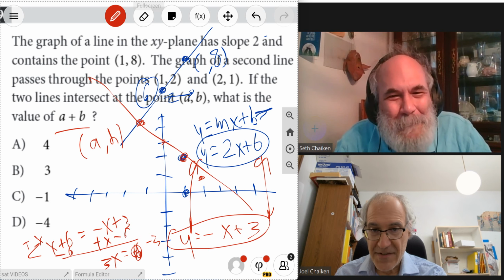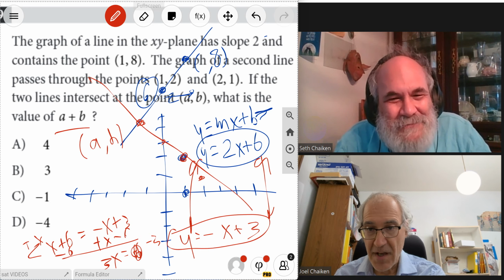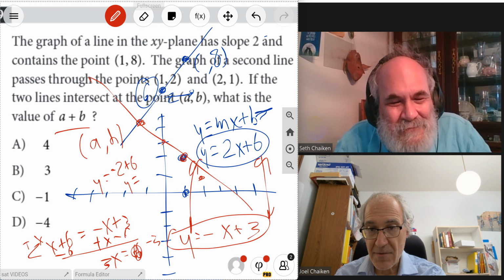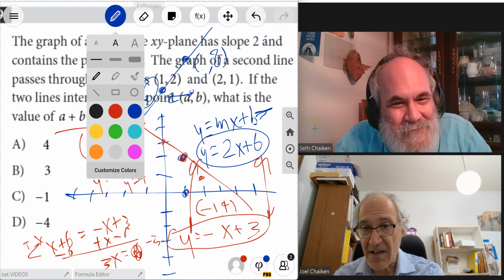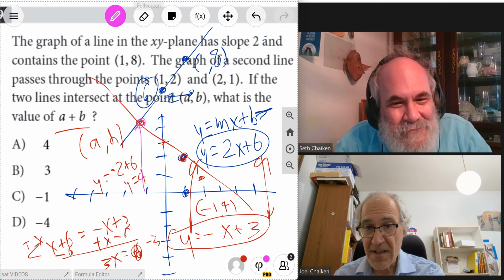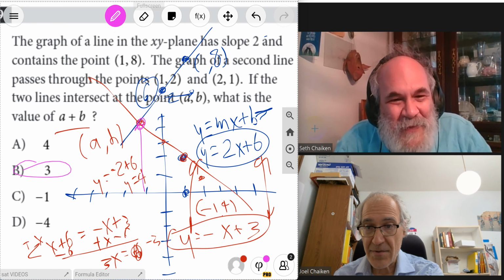Oh, well, this one's not too bad, right? If x is equal to negative 1, then y is equal to negative 2 plus 6. So y is equal to 4. So the point of intersection is negative 1, 4, which, by the way, is close to what the graph showed, which is pretty good. So then you add these two and you get the answer 3.